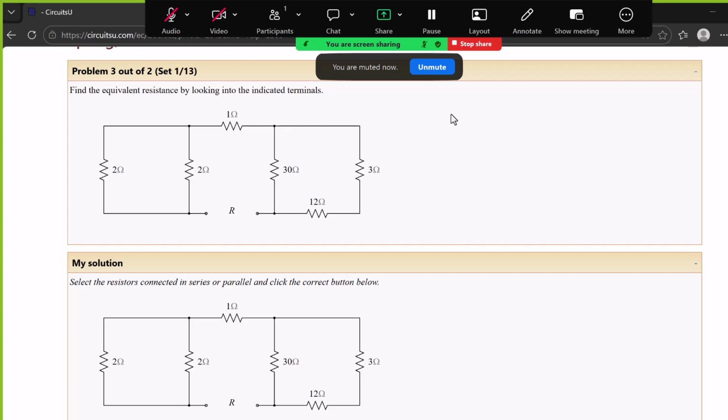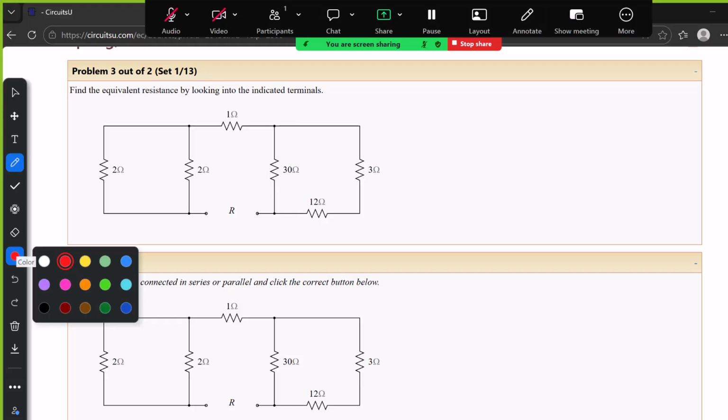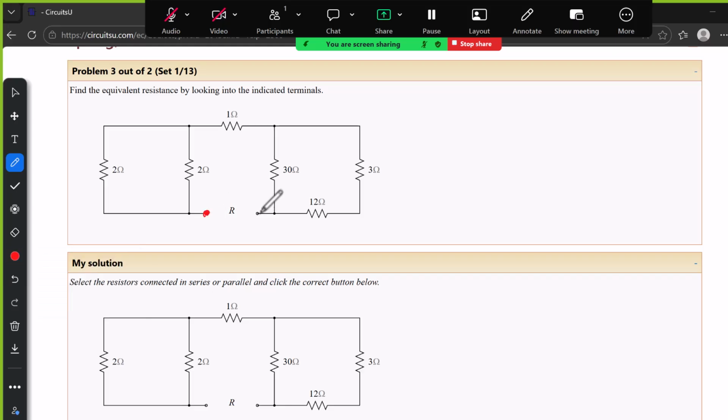Hello, in this video I will show you how to simplify resistances as seen by two terminals on CircuitsU. First things first, we need to know where our terminals are, and in this case we have our two terminals here. When it says by looking into the indicated terminals, we are referring to these open terminals in which we will, quote-unquote, look into the circuit to obtain the equivalent resistance.